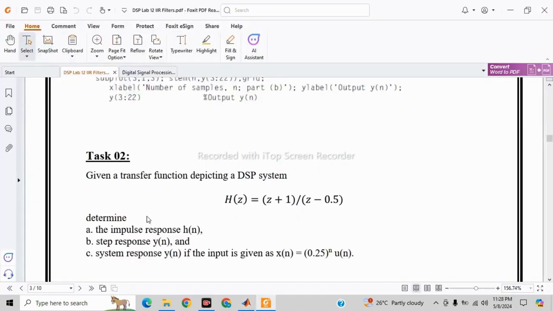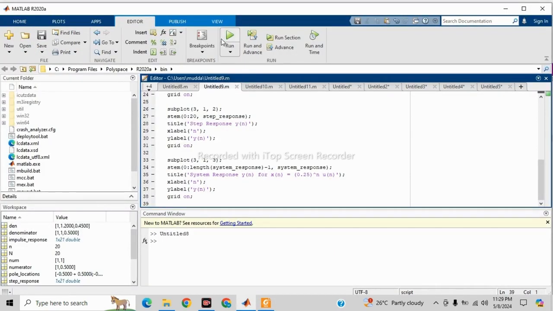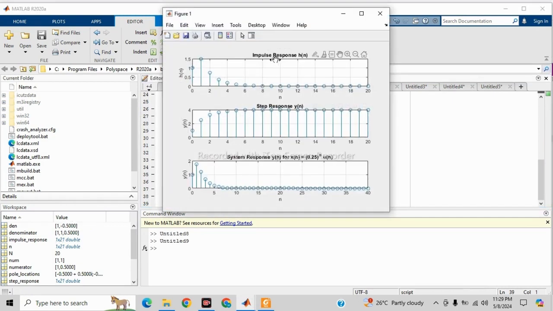So next we have task number 2. Given a transfer function depicting a DSP system, H of z is equal to (z plus 1) divided by (z minus 0.5). We have to determine, in part A, the impulse response h of n, the step response y of n, and the system response y of n if the input is given as x of n equal to 0.25 raised to the power n u of n. Here is the MATLAB code for this task, and the output of this task is here: impulse response h of n, the step response y of n, and the system response y of n for x of n equal to 0.25 raised to the power n u of n.